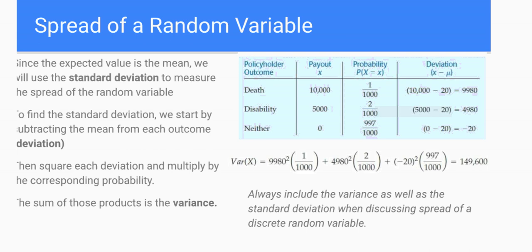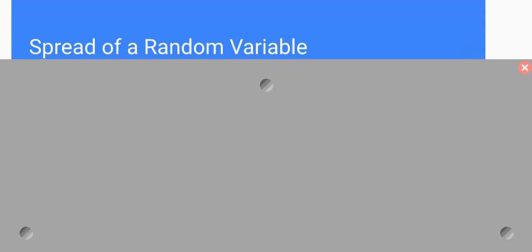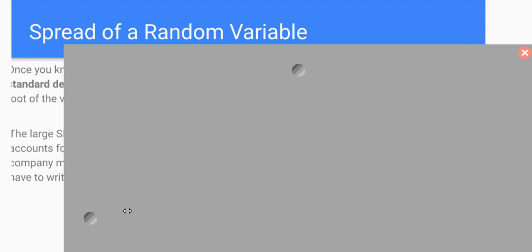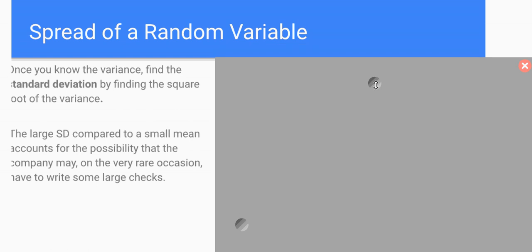$149,600 square dollars, which doesn't make any sense, because what are square dollars? We have to square the units too. This is the second to last step to finding standard deviation. If you know the variance, to find the standard deviation, we take the square root of that variance. Likewise, if you have the standard deviation and need to find the variance, you square the standard deviation and you get the variance. It works both ways, because oftentimes you're going to be given the standard deviation, but you need to find the variance.